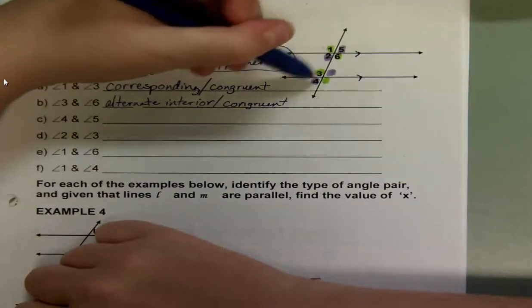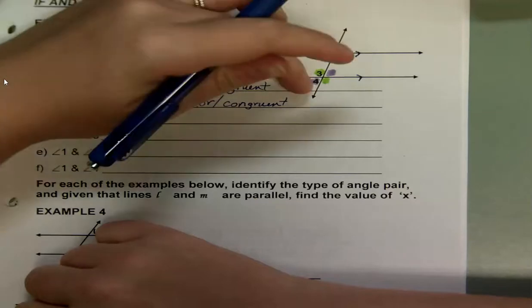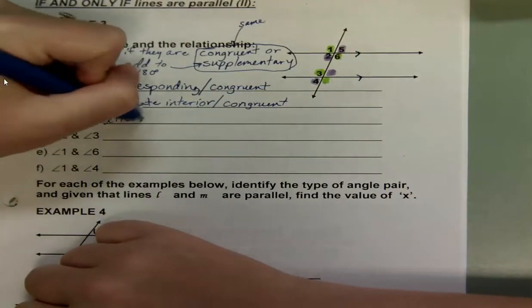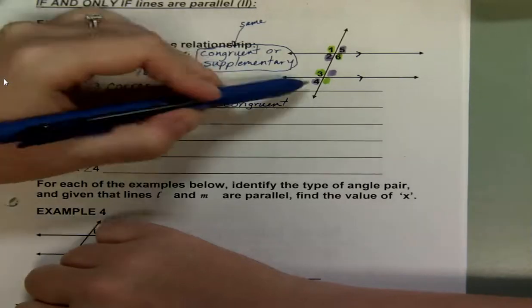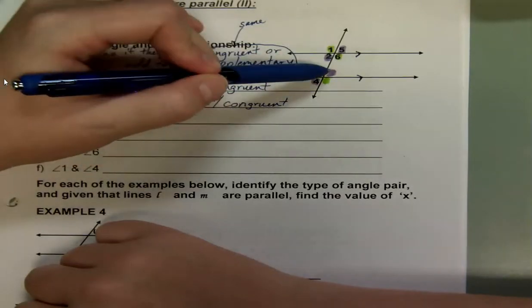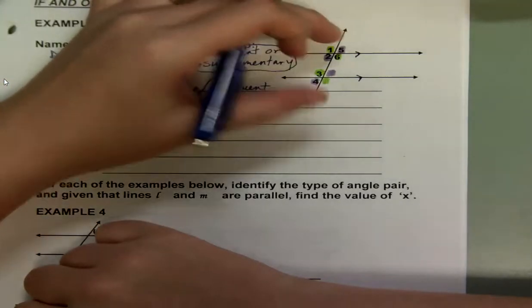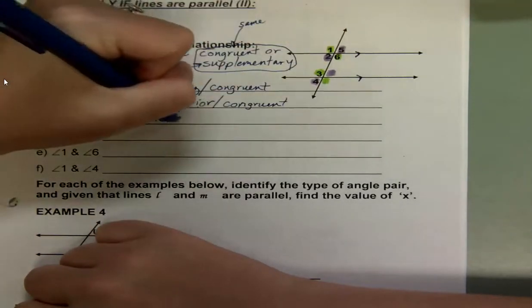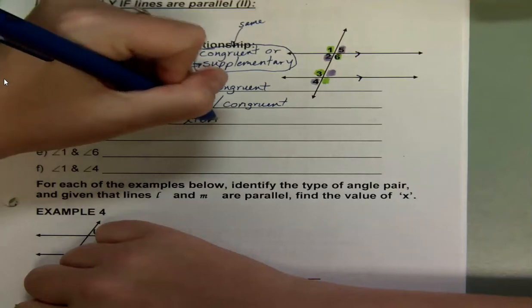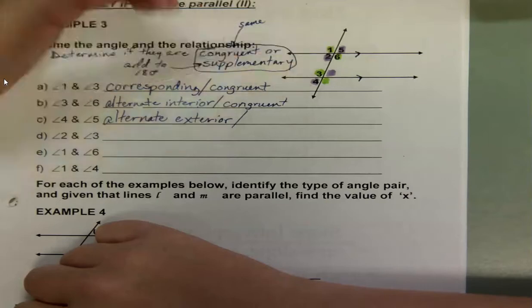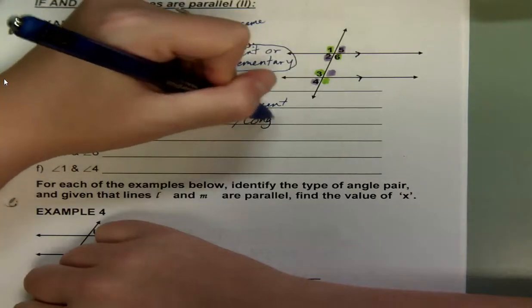Alright, 4 and 5, alternate sides of the transversal. They are not on the same side. They're on alternate sides of the transversal. And then are they on the interior or the exterior? They're outside these two parallel lines, so they are on the exterior. And they are both purple. They're both acute angles, so they're going to be congruent to each other.